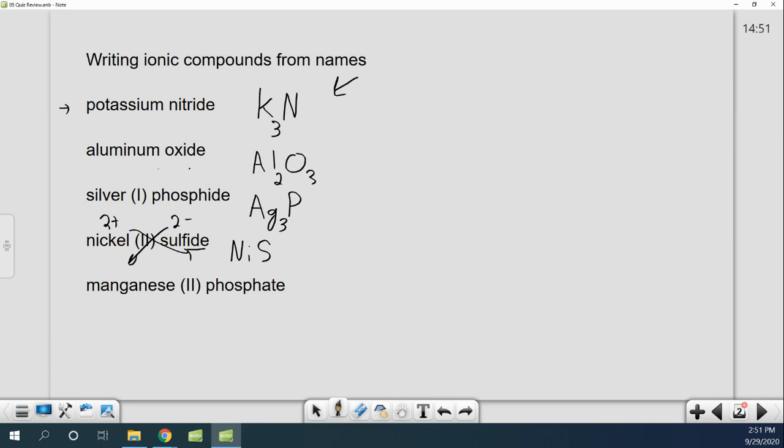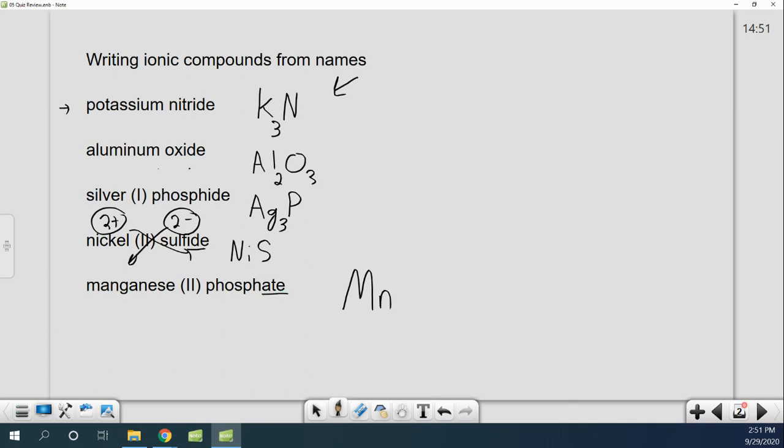It is just nickel sulfide, just like that, because the 2's will cancel out. It takes 1 positive 2 charge to cancel 1 negative 2 charge. I don't need to have 2 plus 2's to cancel 2 negative 2's. That would be extra. And last one, manganese, Mn, not magnesium.